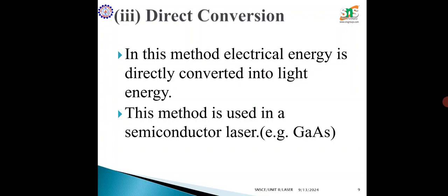The third one is direct conversion. This type of pumping is used in semiconductor lasers. Here the electrical energy is converted into light energy. An example is gallium arsenide.